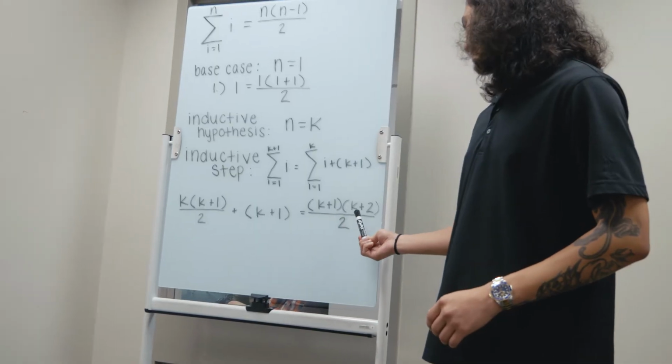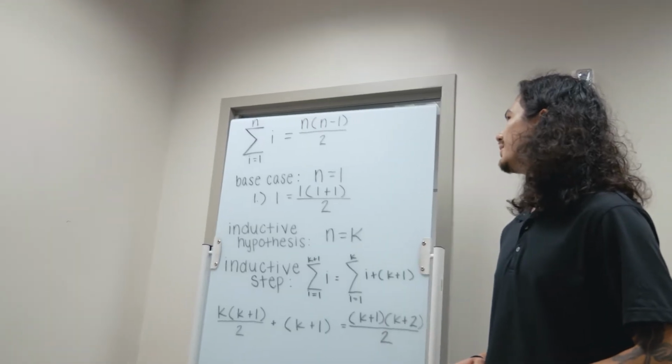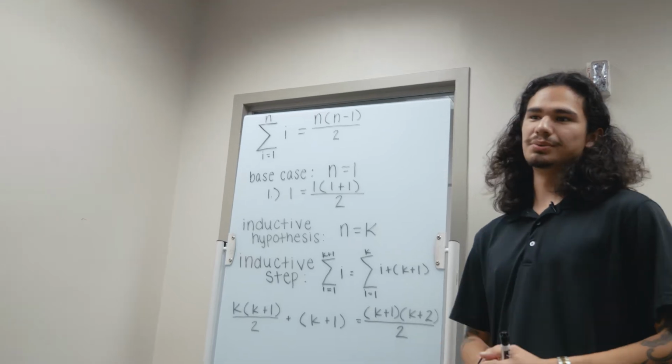k plus 1 times k plus 2 divided by 2. So therefore, proven by mathematical induction, n times n minus 1 divided by 2 is true.